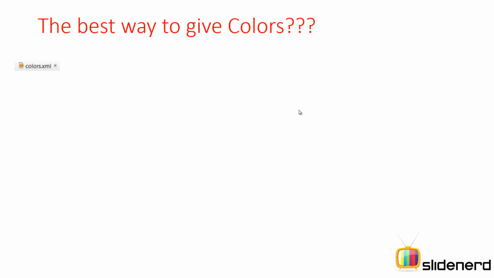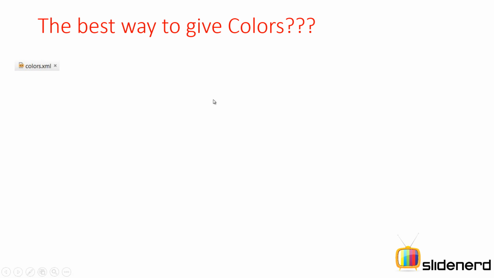The best way to give colors, again, remember there are 3 text views inside your application. You have to give each of them blue color. What are you going to write? Hash FF0000FF 3 times? Are you going to do that? Of course, that's not a good idea, because suppose you have to change the blue color to green color, you have to change it at all the 3 places.